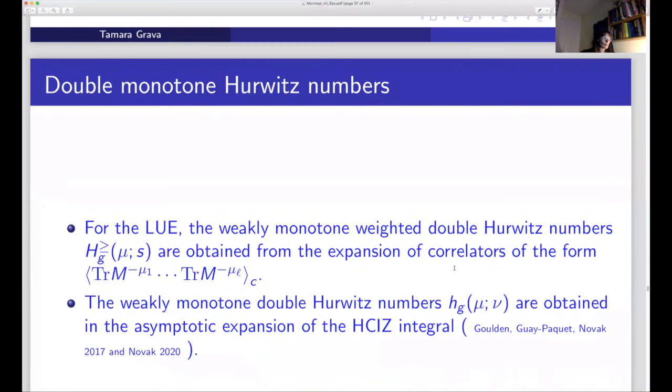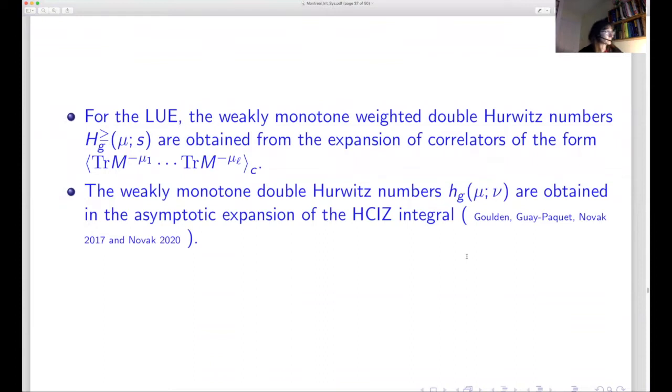Just a comment here. I'm not sure I know the whole literature about Hurwitz numbers, but as far as I know, if we want the weakly monotone double Hurwitz number, the pure one, without any weight, we need to go to a little bit richer matrix integral, which is the Harish-Chandra–Itzykson–Zuber integral. So the matrix model that calculates the pure weakly monotone Hurwitz number is the Harish-Chandra–Itzykson–Zuber. Well, for the Laguerre, what we can get is the weighted weakly or strictly monotone Hurwitz numbers.